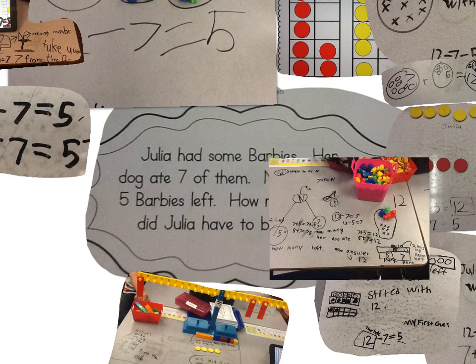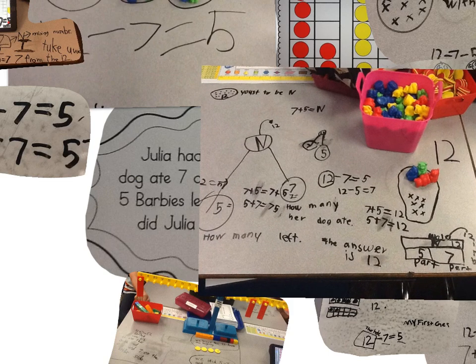Another one we had them take a look at was this one. There's a lot of different things going on here. We have the tape diagram here, or not tape diagram, sorry, the number bond here, and lots of equations, part-whole mats, counters. There's a lot going on here.